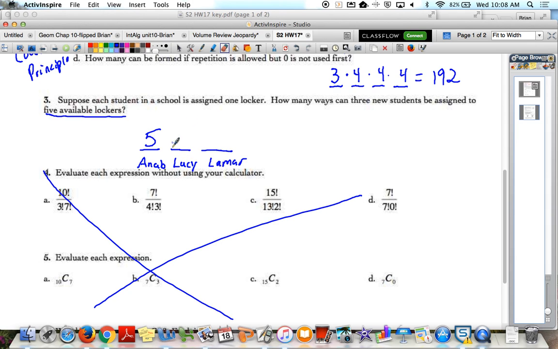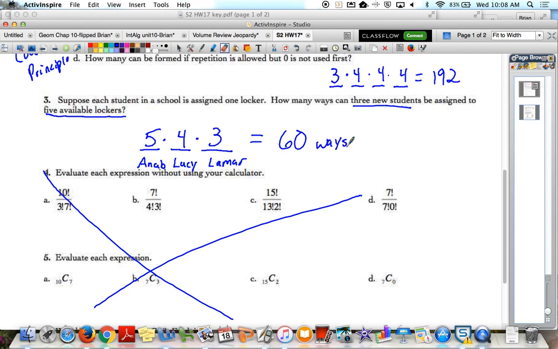So once Anab is assigned to a locker, now, how many possible lockers are there available for Lucy? Well, Anab already has a locker, and Lucy's not going to share that with Anab, so there's 4 possible lockers that Lucy could go to. Once Anab and Lucy are assigned to a locker, how many are available for Lamar? Well, he's got 3 left to choose from. Okay, there's 5 available lockers, so now there's 2 more lockers that no one is assigned to. So we're not going to worry about those because we just have our 3 new students, Anab, Lucy, and Lamar. So we multiply those together. 5 times 4 times 3 gives us a total of 60 possible ways that those 3 students could be assigned to those lockers.